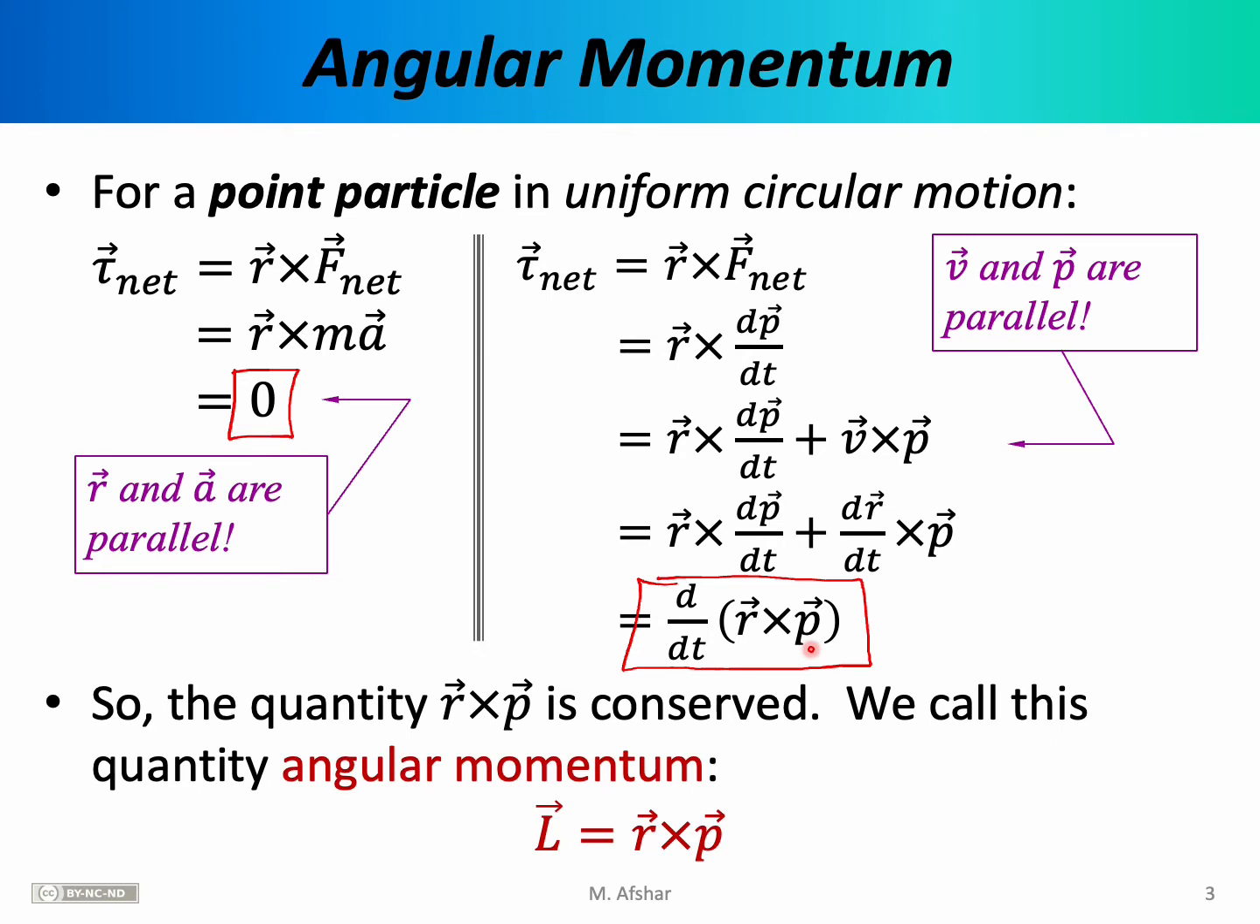So we've discovered a conserved quantity. This conserved quantity is referred to as angular momentum. It is denoted using the letter L. We put an arrow on it to remind ourselves that it's a vector, so it has x and y and z components. And L is defined as R cross P.